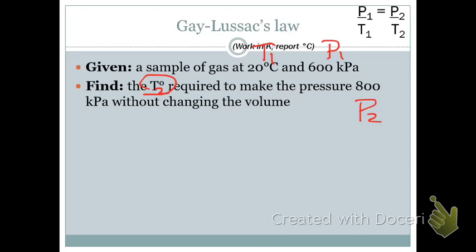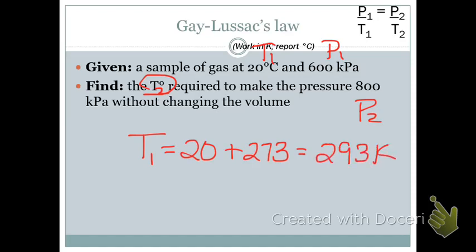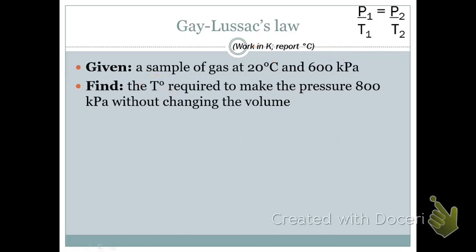So if you look at T1, T1 says that we have 20 degrees Celsius. We're going to need to add 273 to get what Kelvin is, which is 293 K. Now we're ready to plug and chug, and that's all. It's a simple plug and chug.